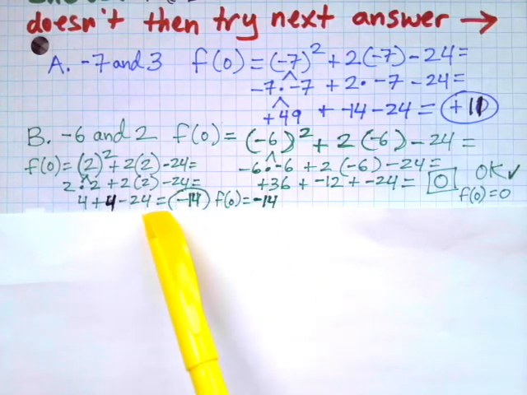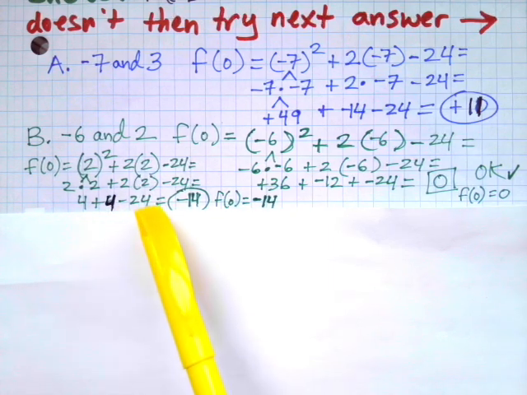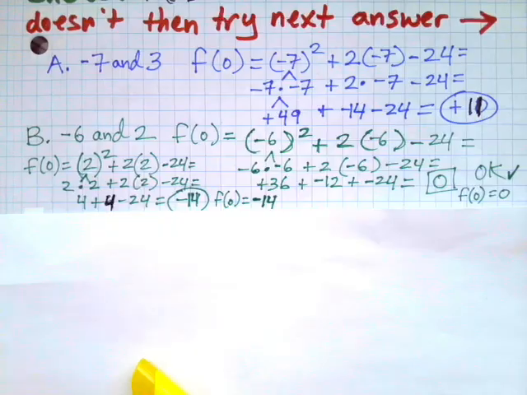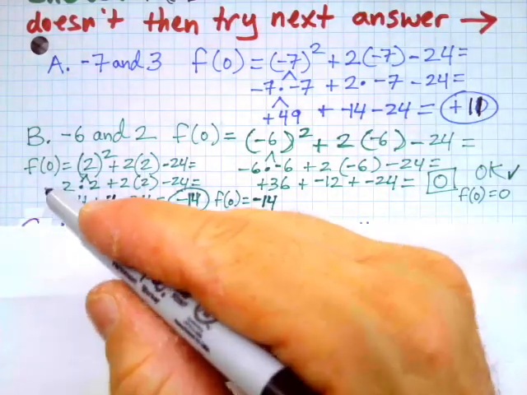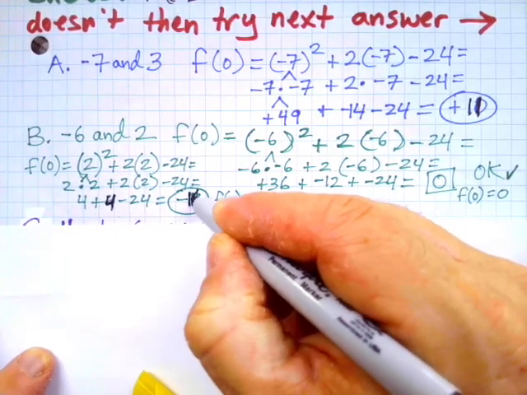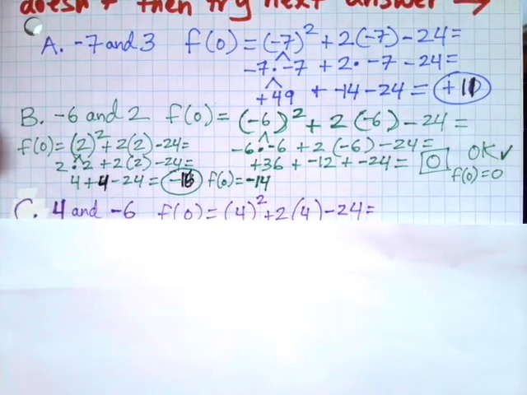And then I'm going to bring down that negative 24. So 4 plus 4 is 8. 8 plus a negative 24 is negative 16. So does 0 equal a negative 16? No, it does not. So this cannot be your answer. Both options have got to work and equal 0 for f of 0 in order for you to choose the correct answer. So let's go ahead and move on.